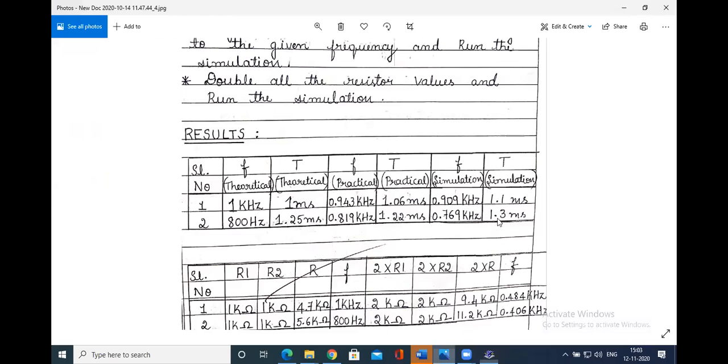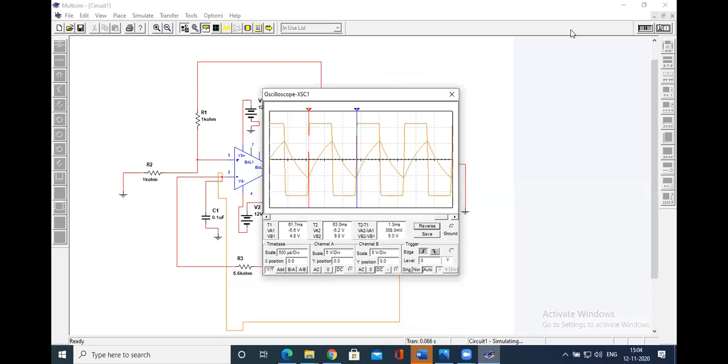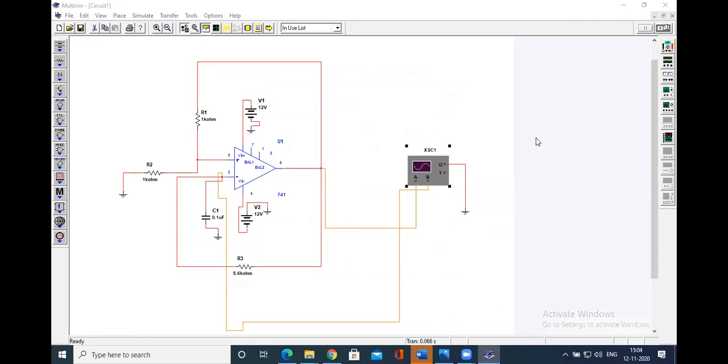When you reverse this, 1 divided by 1.3 millisecond, you have to consider 10 to the power 3, remember? So you get 0.769 kilohertz. It is almost equal to 800 kilohertz, right? When you convert it, you get 800 kilohertz. So you have found the frequency. Similarly, you can do it for many given frequencies, like 2 kilohertz. You have to find the value of R and you have to get the result.